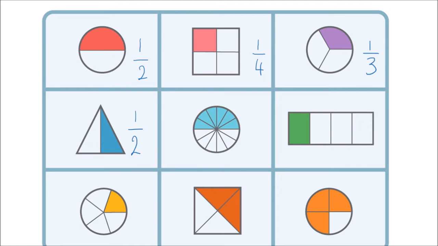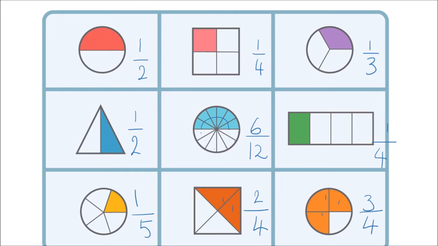This one over here is cut into 4, so it's 1/4. This is also cut into 4, but now we have 3 colored. This one is cut into 4 as well, but we have 2 colored. This one is cut into 5, and we have 1 colored. This one is cut into 1, 2, 3, 4, 5, 6, 12, and we have 6 colored.